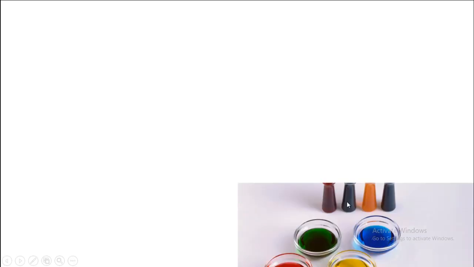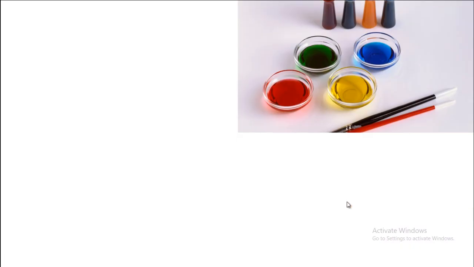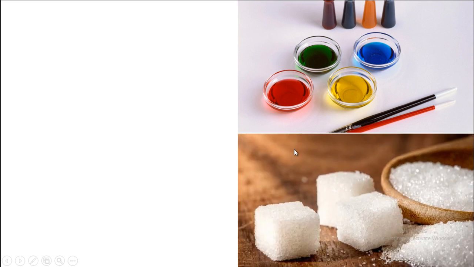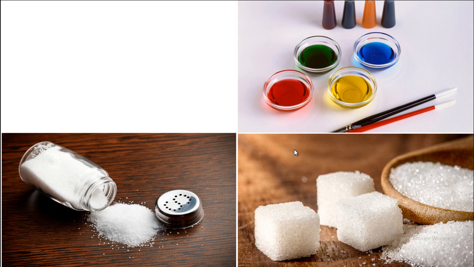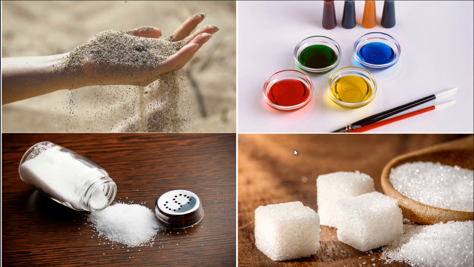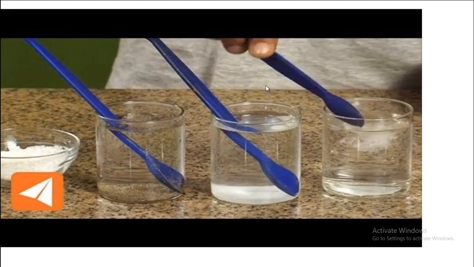Okay, so we said when you cut some different fruits and you mix them together, you're gonna make a mixture. How about if you have food coloring and you want to mix it with water? How about if you have some sugar and salt or sand? How can you mix them with water? Let's see. Watch this video.